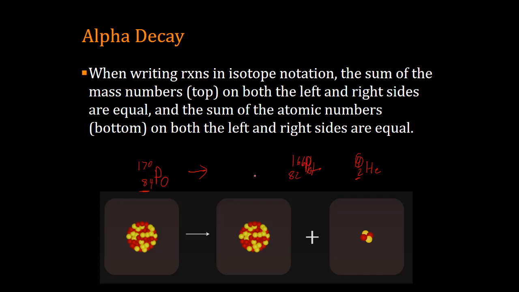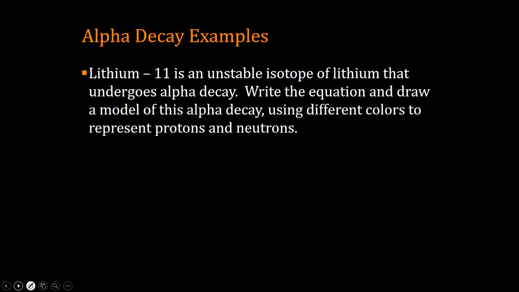Now, that is alpha decay. The protons on the right add up to the protons on the left. The mass number on the right adds up to the mass number on the left. That will always be the case.